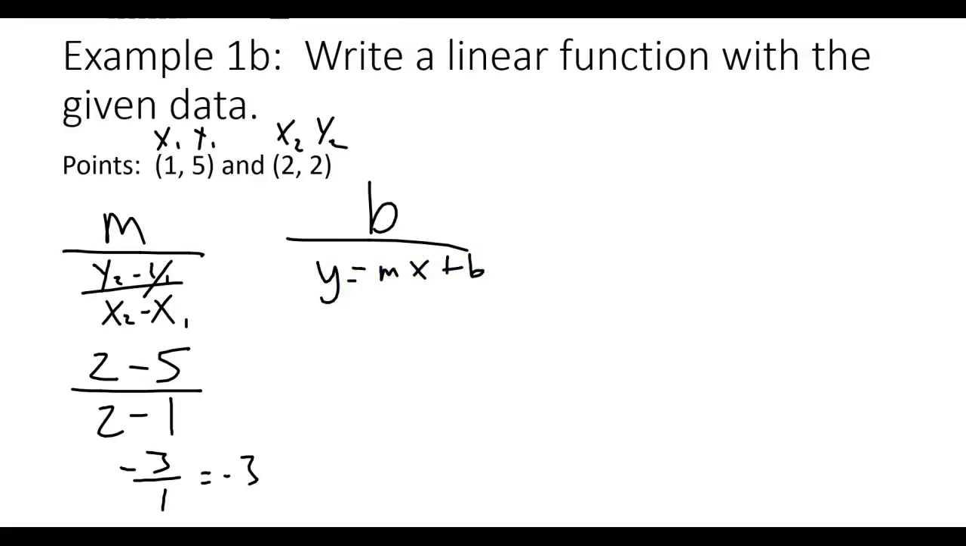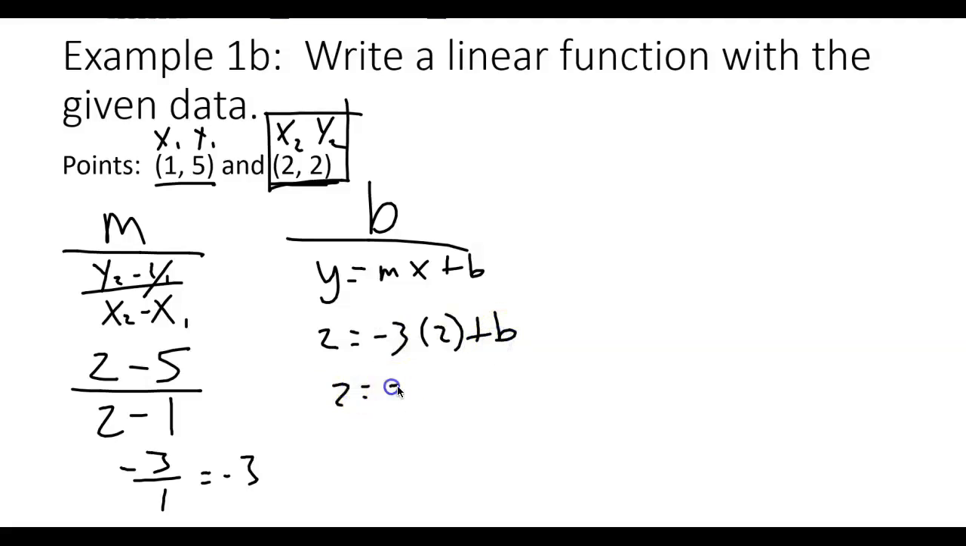But what's different here is that you have 2 x values and 2 y values. So which one do you use? Well, it doesn't really matter which one you use. I'm going to go ahead and just use the second point, (2, 2). So I'm going to use 2 for y and 2 for x, and of course, negative 3 for my slope. So 2 is y, negative 3 is m, x is 2. Negative 3 times 2 is negative 6.